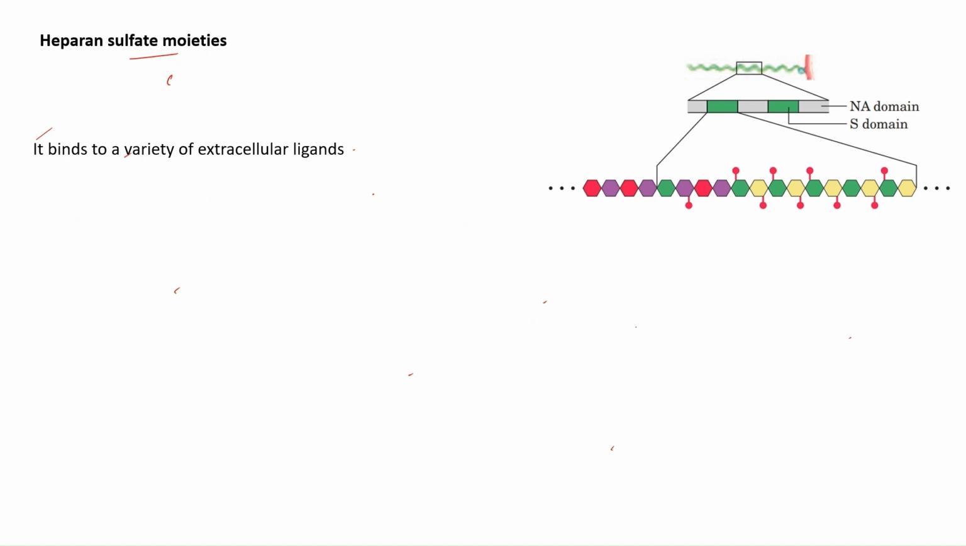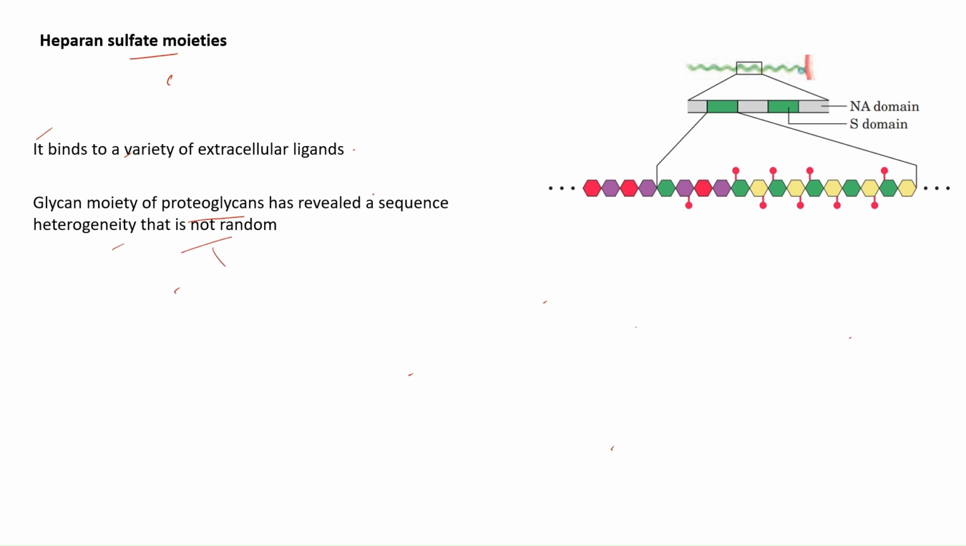The heparan sulfate moiety binds to a variety of extracellular ligands. The glycan moiety of proteoglycan has revealed a sequence heterogeneity that is not random. That means there is a difference in sequence. As I said, it is repeated 50 to 200 times. With some proteins, it may be 50 times, with some it may be 100 times, so it will differ in length. It will also differ in the sequence where the sulfate group has been added.